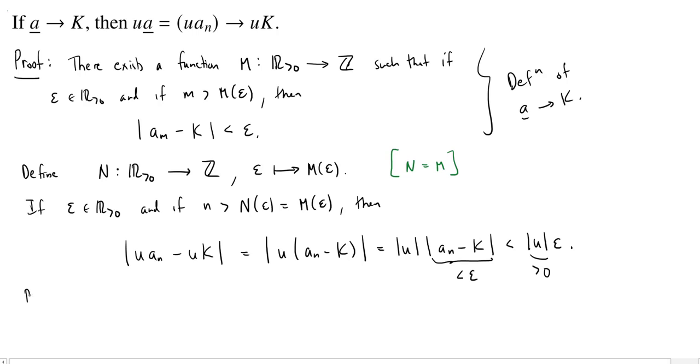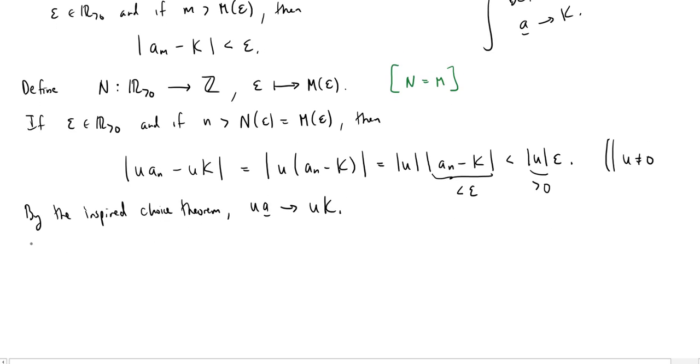So by the Inspired Choice Theorem, uA converges to uk. Now I should mention what does happen, right? This assumes, of course, that u is not equal to 0. What if u was equal to 0? Well, then our original sequence would just be 0, 0, 0, etc. And the proposed limit would be 0. And of course, the 0 sequence does converge to 0. All right, so we can add that as a little addendum at the end.